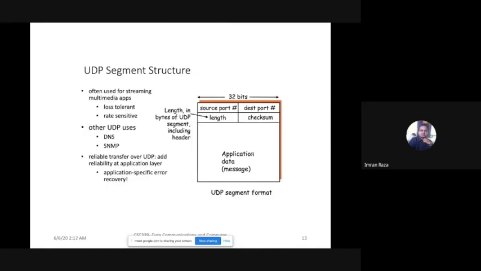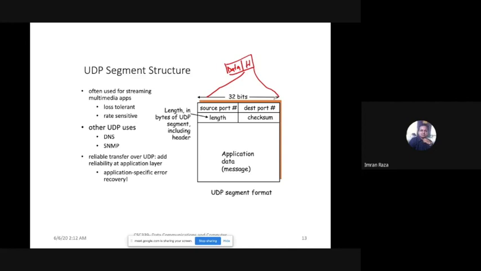So if we look at the UDP segment structure, remember, we just talked about the segment at the transport layer. We said, broadly speaking, it has two parts, a header and a data field. So here we are trying to expand the header. We would like to see what are the different fields in the header.